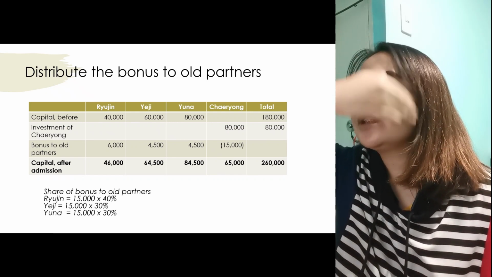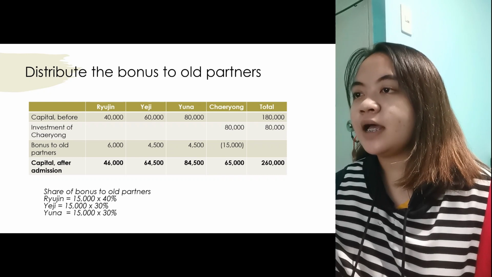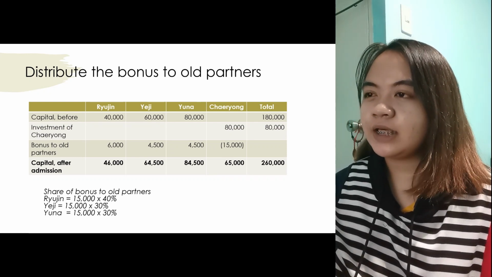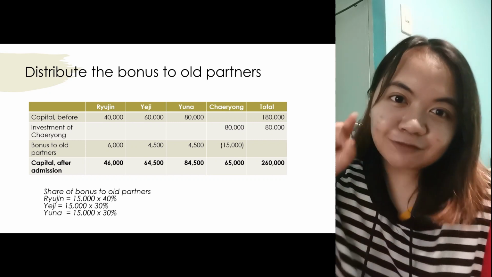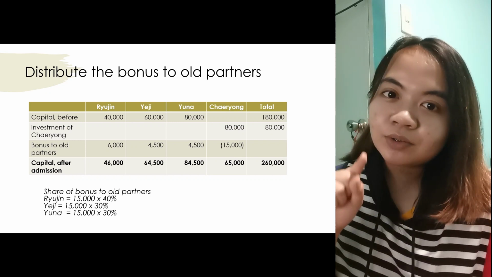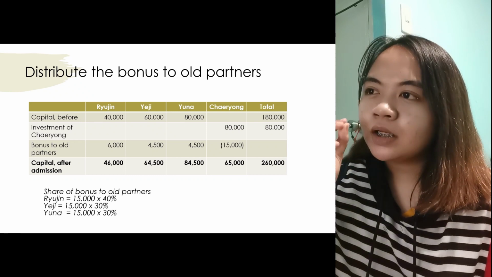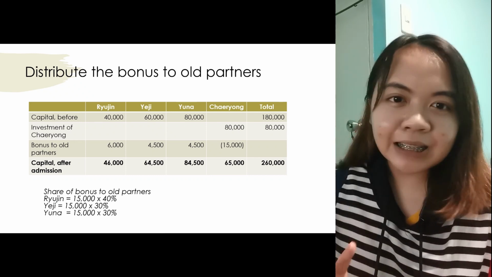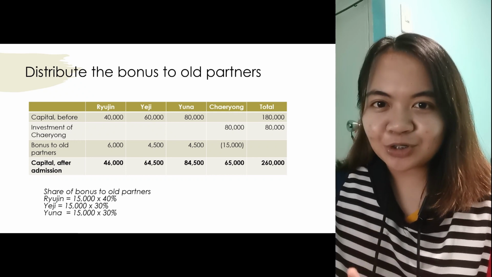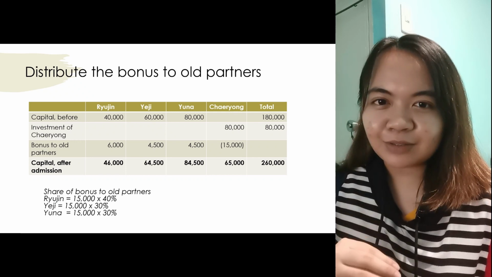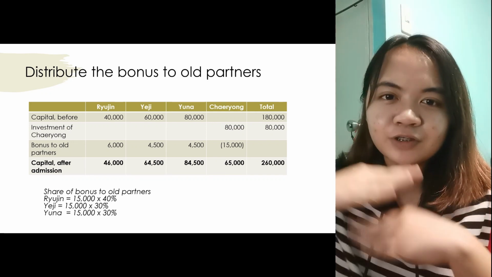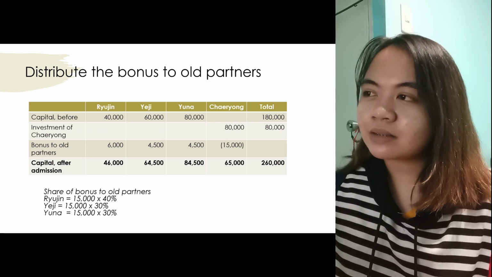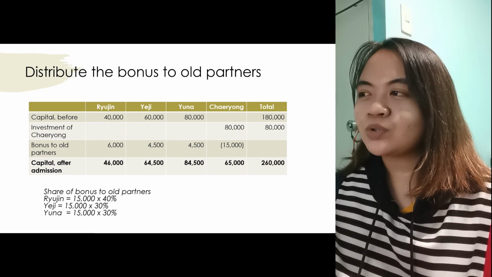Then, we have investment of Cheryong na 80,000. Ilagay mo na, investment of Cheryong lang yan. Sa baba, yung capital after admission, para hindi ka na malito, ilagay mo na yung total agreed ni Cheryong, which is 65,000. Squeeze mo lang yung figure, bonus to old partners, lalabas si 15,000. Then, distribute the 15,000 bonus to all partners.